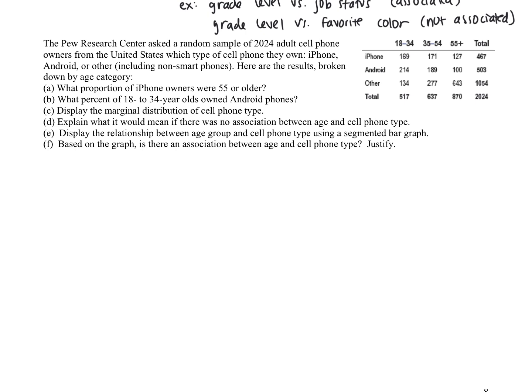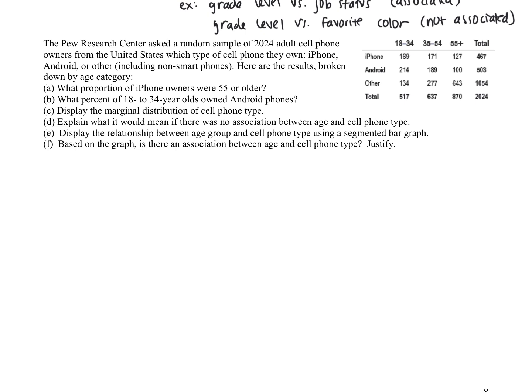So let's start. The Pew Research Center asked a random sample of 2,024 adult cell phone owners from the US which type of cell phone they own, iPhone, Android, or other, including non-smartphones. Here are the results broken down by age category. One thing I want to point out to you, 2024 does not refer to the year. I think naturally we read, oh, we're talking to adults this year. How do you know we're not talking about that? 2024 does not refer to the year. It's the total in the table. So that's something you've got to pay attention to.